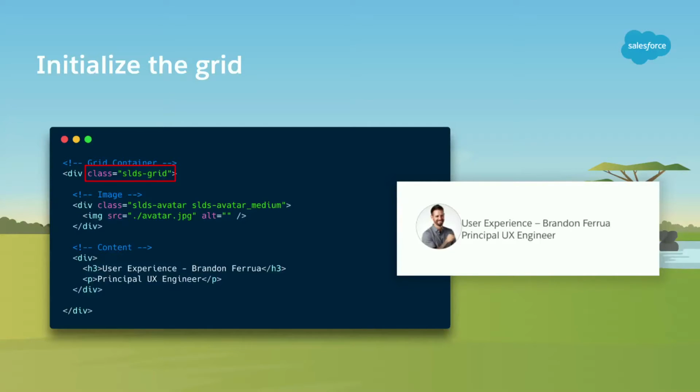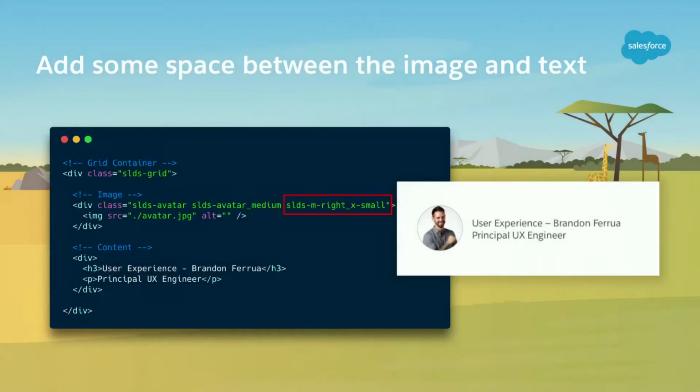Now I want to apply just a single purpose utility class to get us a little bit closer to that design. So here I'm applying a utility class of mRightXSmall to the avatar component. Now m is short for margin. Right is going to describe the direction that I want my spacing to go. So in this case, I want to push my elements to the right. And then XSmall is just the size that I want to apply to that.